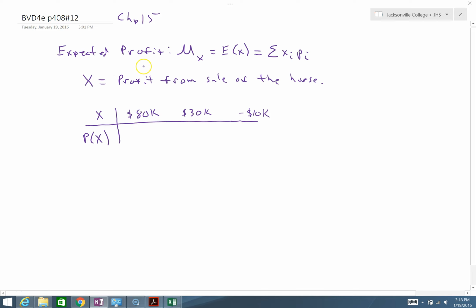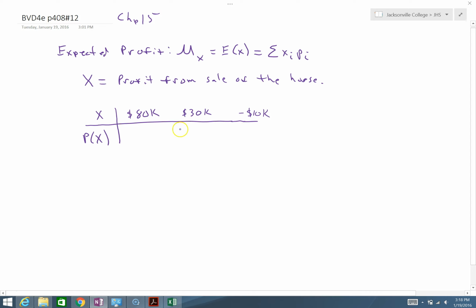Well, the expected profit is our expected value. This is from the formula chart. We can call it the mean of x, the mu of x, or the expected value of x. It's the sum of each outcome times the probability. I'm defining my random variable x to be the profit from the sale of the horse.